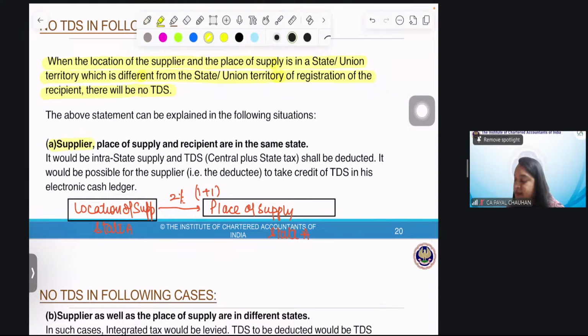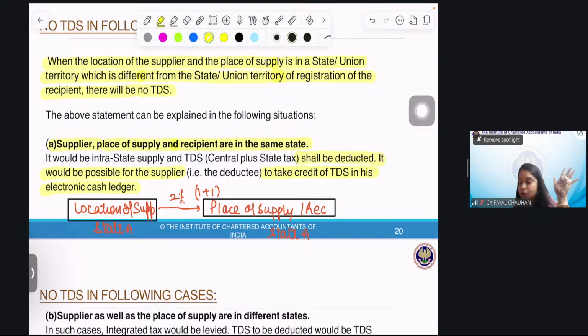Now, see, first point. The supplier, the place of supply and the recipient are in the same state. That means I have given you the services or the goods and you are also in the same state. Now tell me, it would be an intrastate supply and the TDS shall be deducted. It would be possible for the supplier to take credit of TDS in his electronic cash ledger. Read it and tell me, first of all, will the supplier be able to take the credit of TDS? The supplier will be able to take the credit easily, no issues. Cash ledger, yes, perfect. Did you people understand the A point?